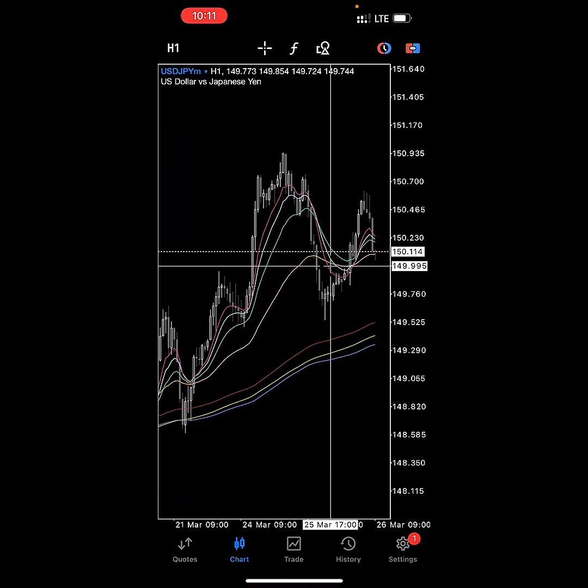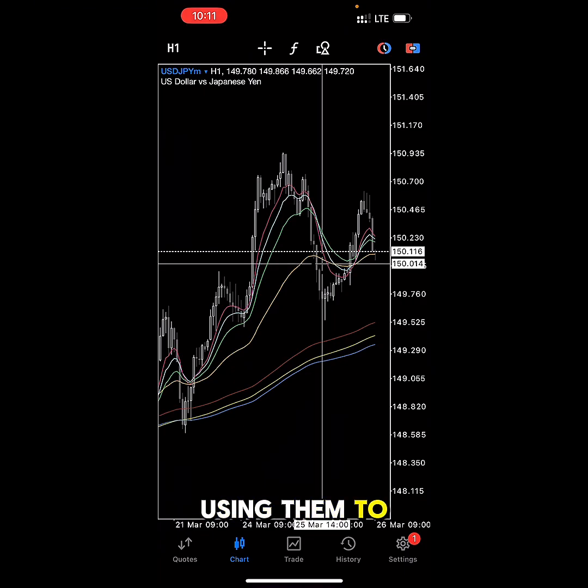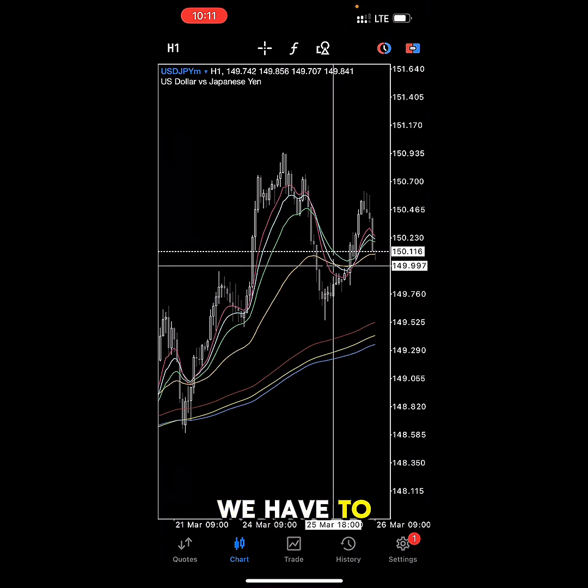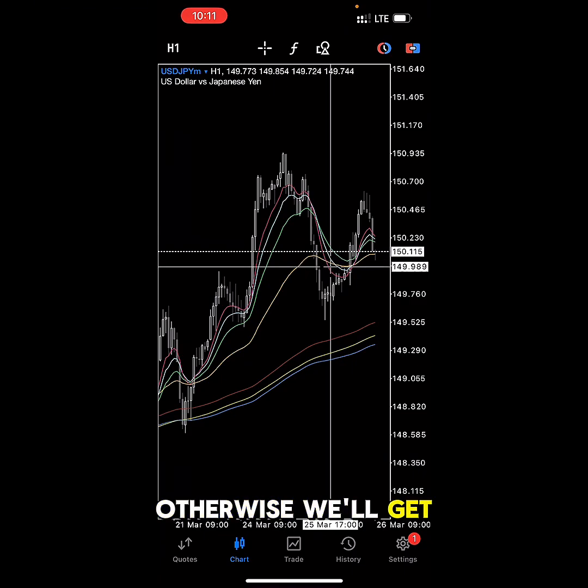All right. Well, we use indicators to read or to forecast price data, or price movement. So since we are using them to see what's going to happen in the future, we have to be very accurate about it. Otherwise, we'll get so many things wrong.